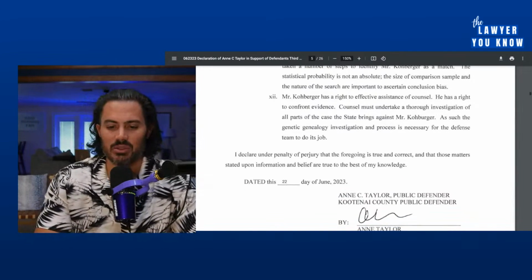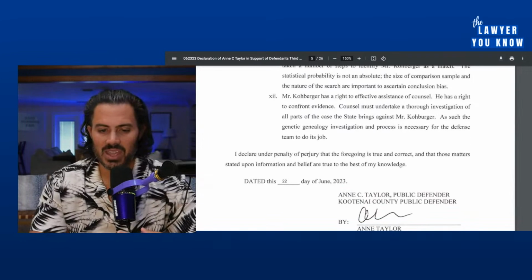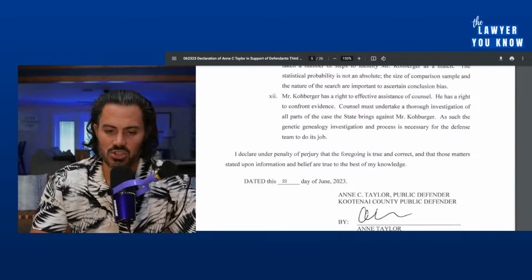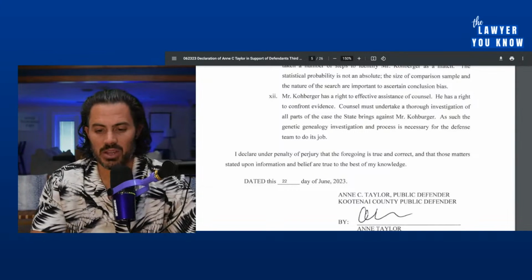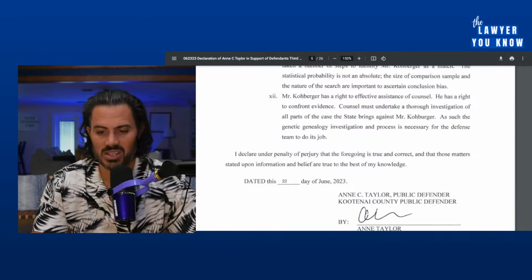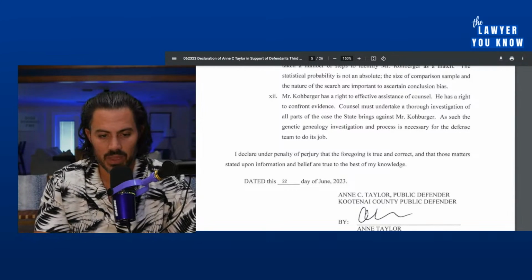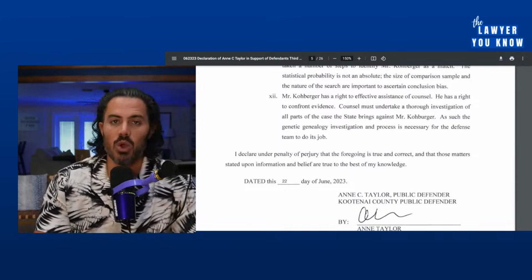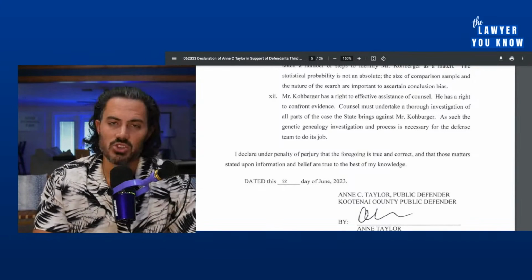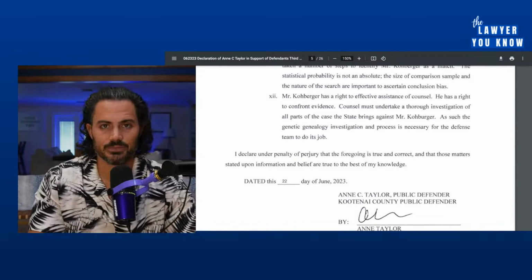Mr. Kohberger has a right to effective assistance of counsel. He has a right to confront evidence. Counsel must undertake a thorough investigation of all parts of the case the state brings against Mr. Kohberger. As such, the genetic genealogy investigation and process is necessary for the defense team to do its job. That last paragraph is what we call some leverage and pressure that we want to make sure we protect his Sixth Amendment rights. He needs to have a fair trial and he needs to have competent counsel.